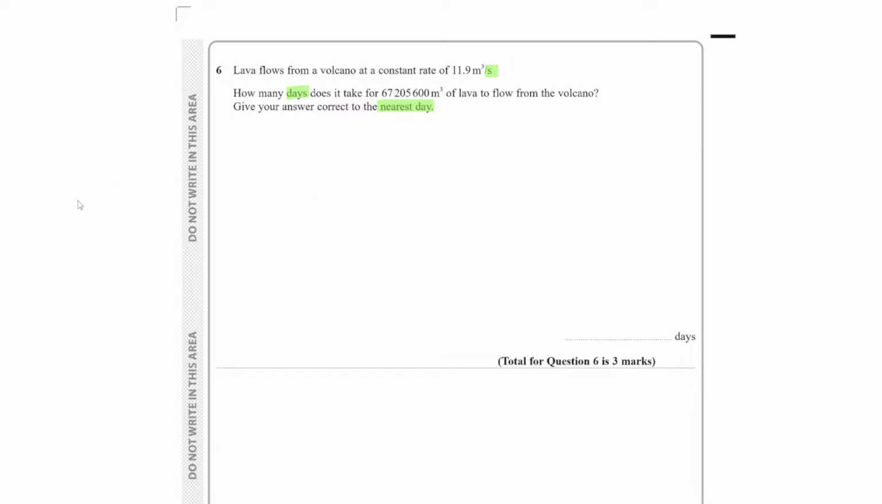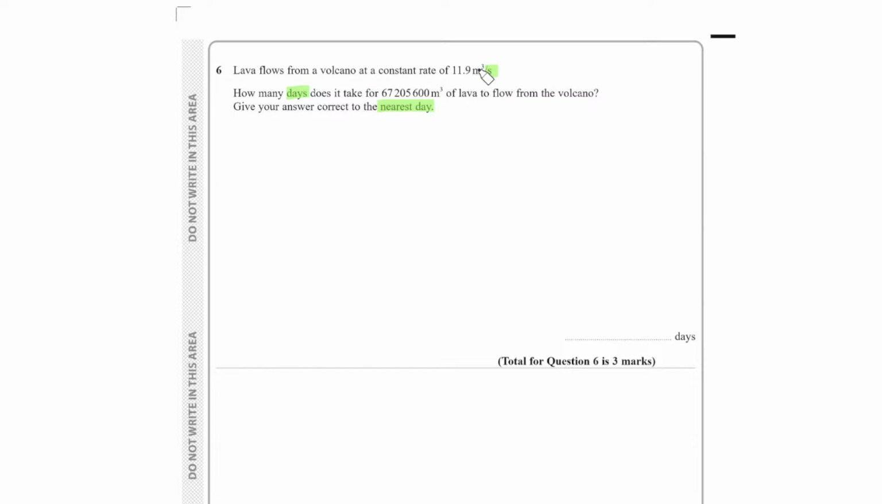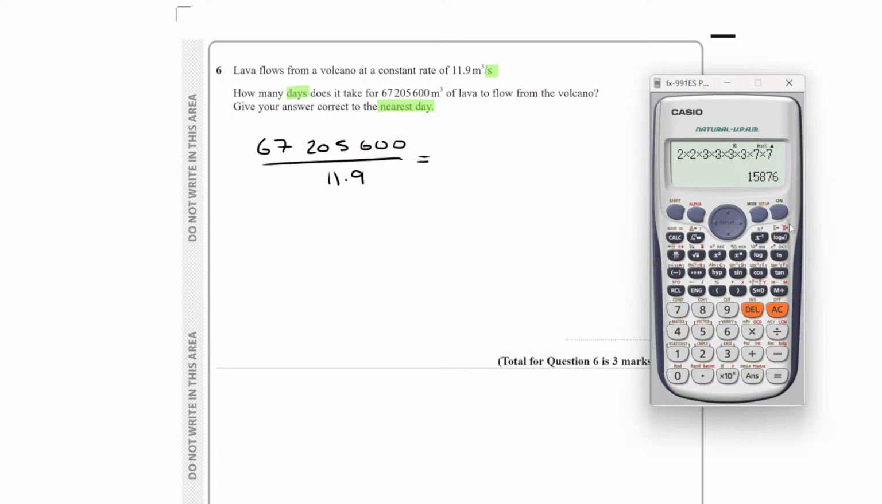What I would do first of all is divide these two. What I mean by that is, how many seconds would it take for this amount of lava to flow from the volcano? So that would be 67 million, make sure we don't get any of it wrong, divided by 11.9. Both of those are already in meters cubed, so that unit is fine. That would tell me how many seconds it would take for that amount of lava to flow. And then afterwards I can convert into days.